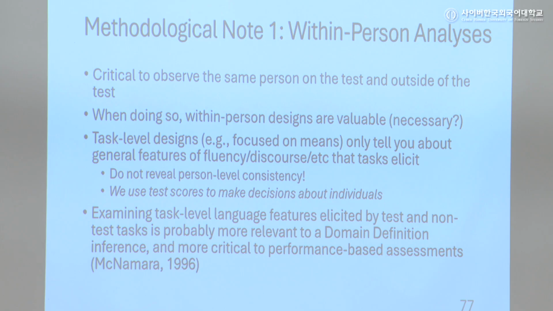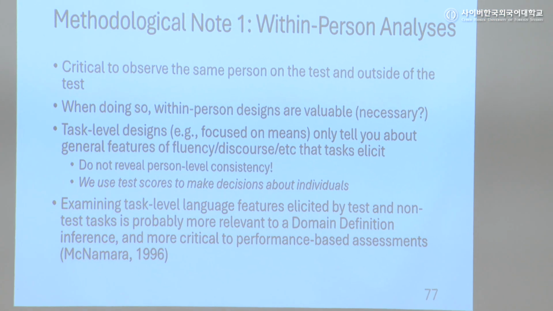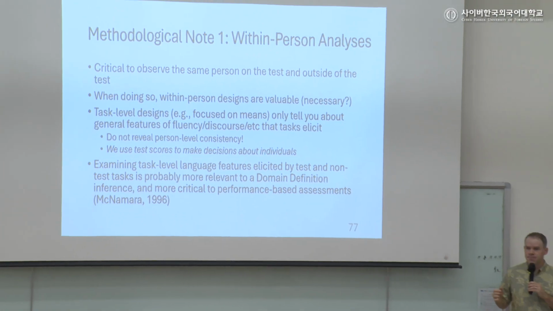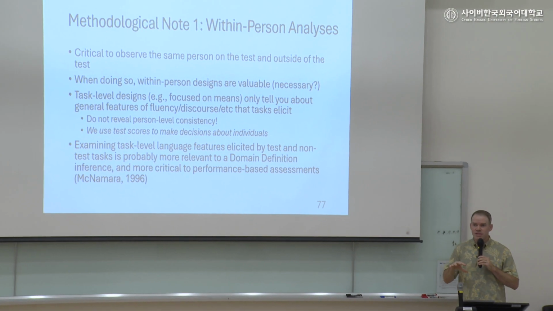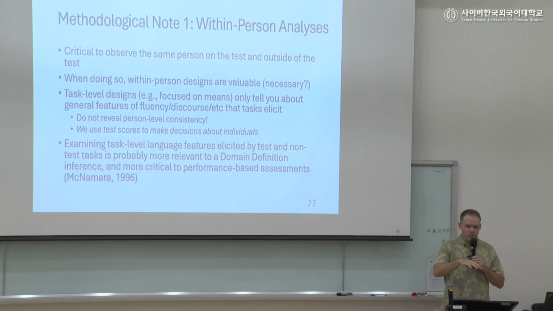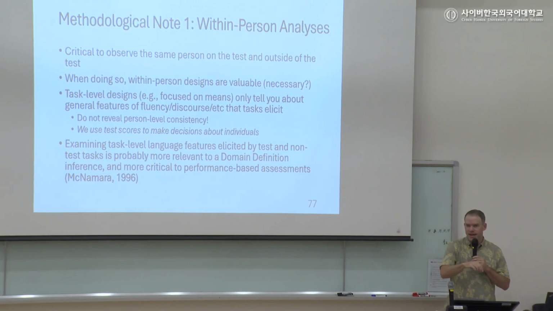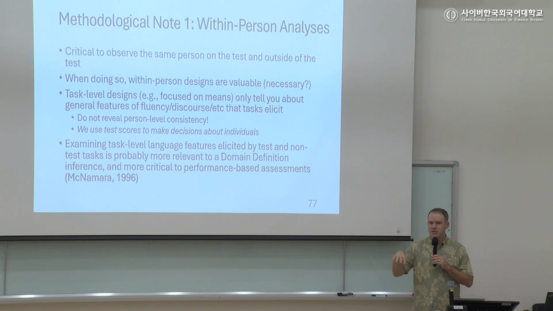But through all of this, I'm seeing that maybe some of the strongest evidence we get is from within-person analyses. Observe the people taking the test, and then observe them in the real world. I think if we're not doing analyses on that person level, like a correlation, we're missing a big part of the picture. If we only look at task level differences, this group of 100 people, what was their syntactic complexity on the test task? For this group of 100 people, what was their syntactic complexity on the non-test task?